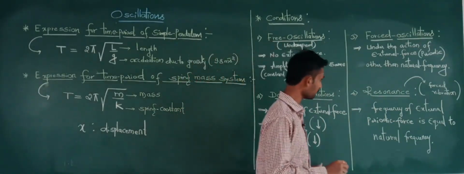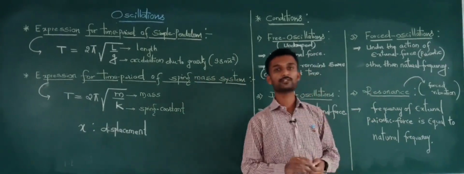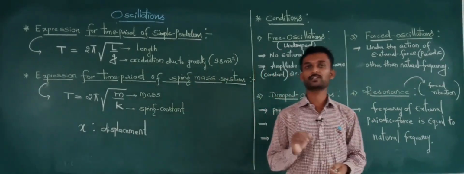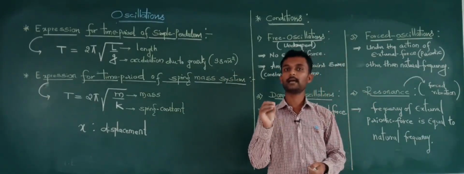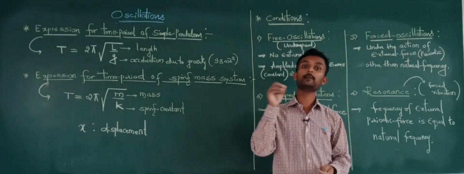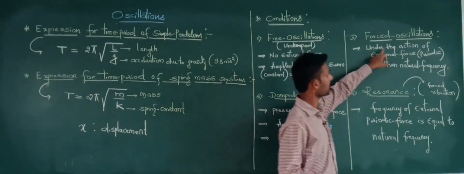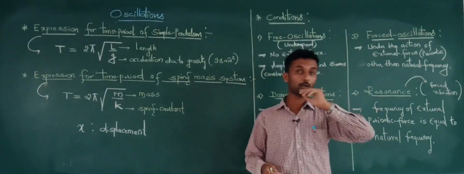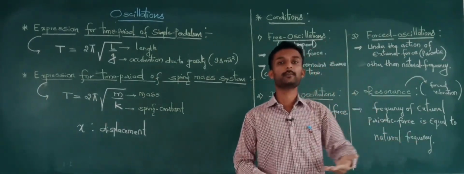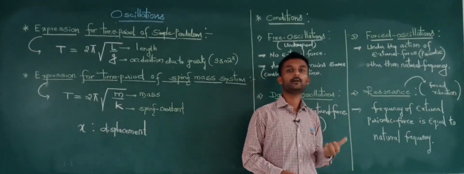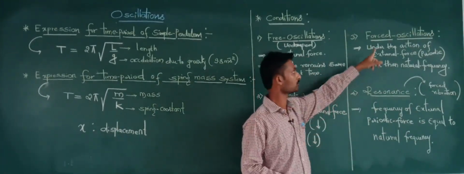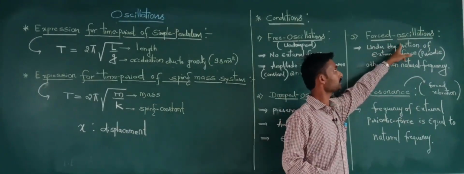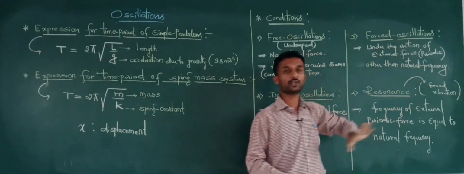Next, in the third case, forced oscillations. Forced oscillations are nothing but this: under the action of an external periodic force, we have to provide some other external periodic force to that body, and then only the oscillations will take place. Such oscillations are called forced oscillations.